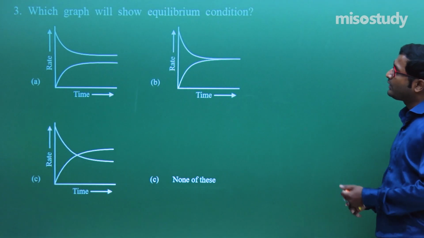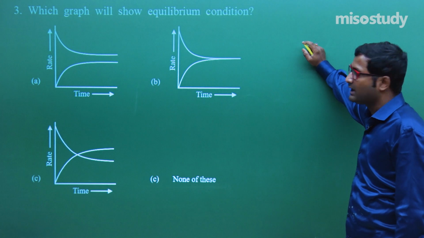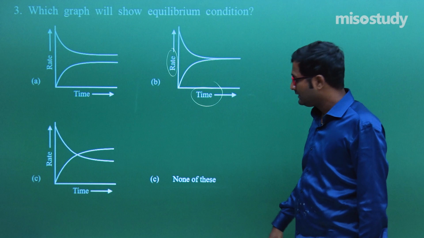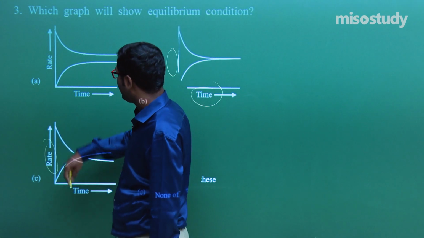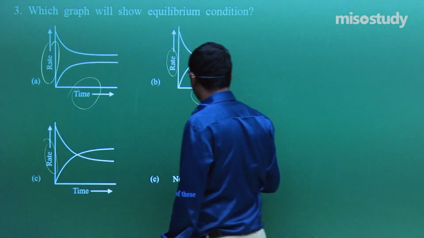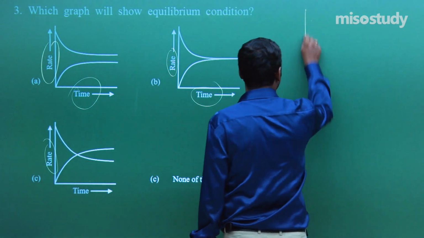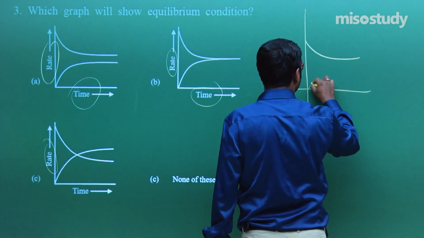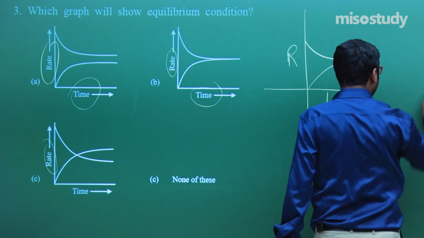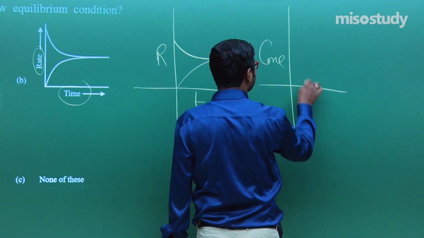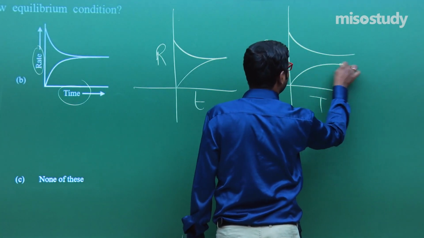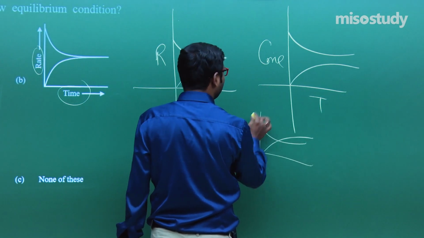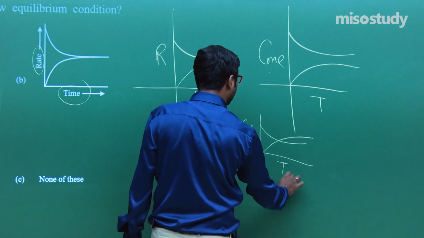Look at which graph will show the equilibrium condition. As I told you, this is the graph between rate and time. This is the graph between rate and time. As we know, if there is a graph between rate and time, the actual graph for the equilibrium condition will be this one. If there is a graph between concentration and time, then the graph may be like this, and then the graph may be like this. This condition shows the equilibrium condition.